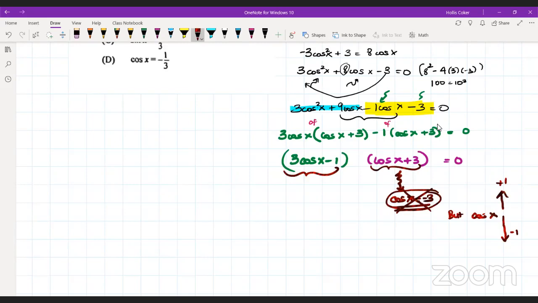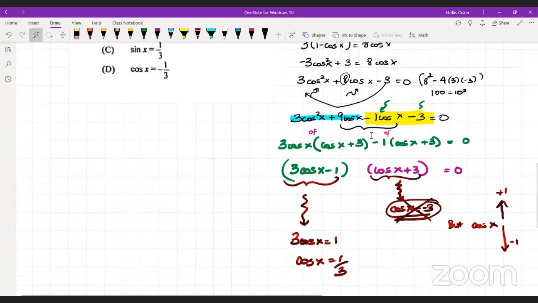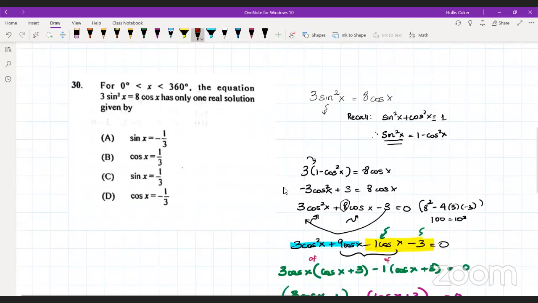So 3 cos x minus 1 had to be equal to 0. Looking at this side, we could see that 3 cos x is equal to 1, and therefore cos x is 1 on 3. Make sense? Yes. That's the answer. Answer there? Yeah. B. Easy to understand? Very. Next one.